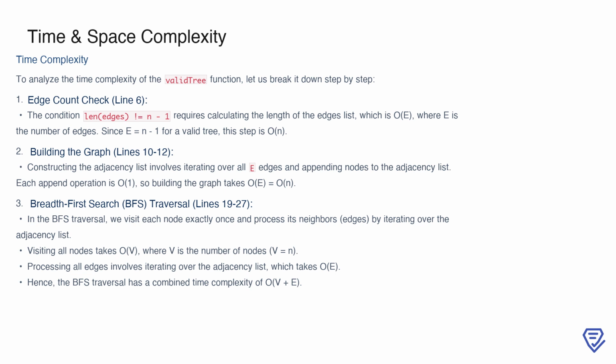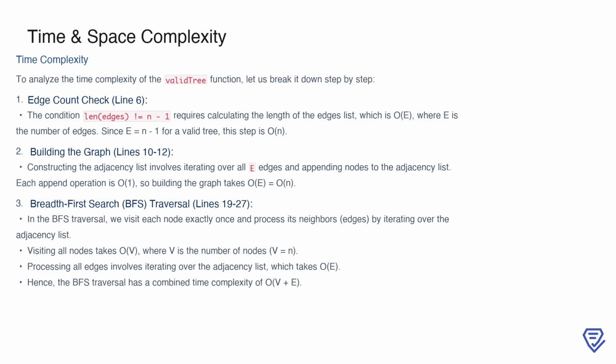Next, we construct the graph using an adjacency list. This involves iterating through all edges and appending neighbors to the list. Since each append is an O(1) operation, and we process all E edges, the total time complexity for building the graph is also O(E), which again simplifies to O(n) for a valid tree.